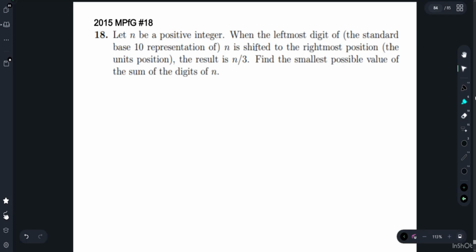Look, guys, here, in 2015 math test was problem 18. So let n be a positive integer. When the leftmost digit of the standard base 10 representation of n is shifted to the rightmost position, the units position, the result is n over 3. Find the smallest possible value of the sum of digits of n.